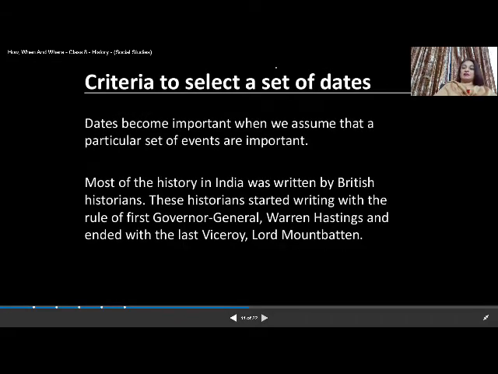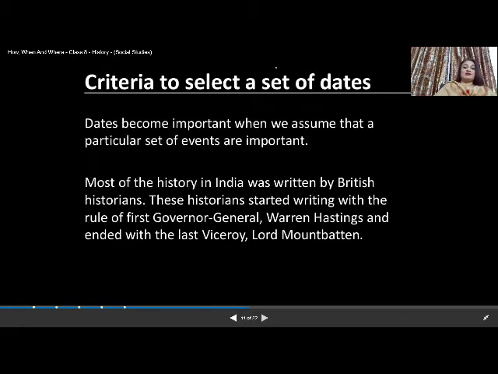Criteria to select a set of dates. Dates become important when you assume that a particular set of events is very, very important. If you take your birthday, only your birthday date is very important. That is the reason we always remember that date. So we always remember the main events.